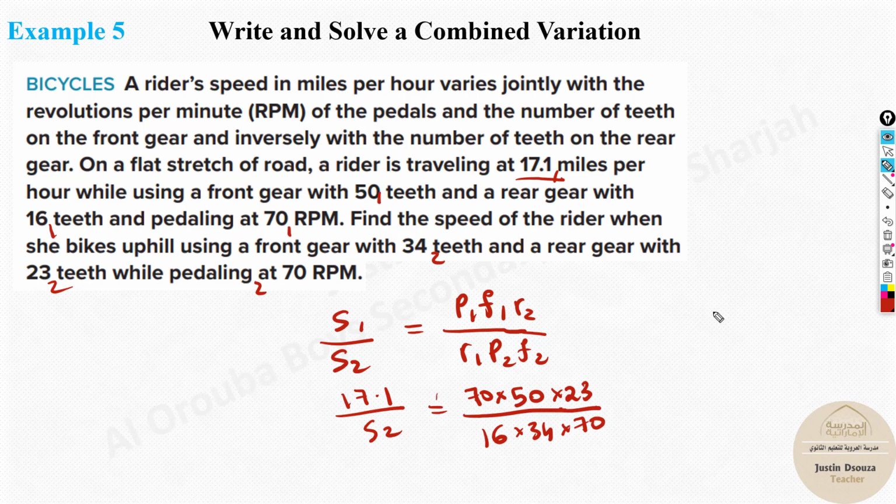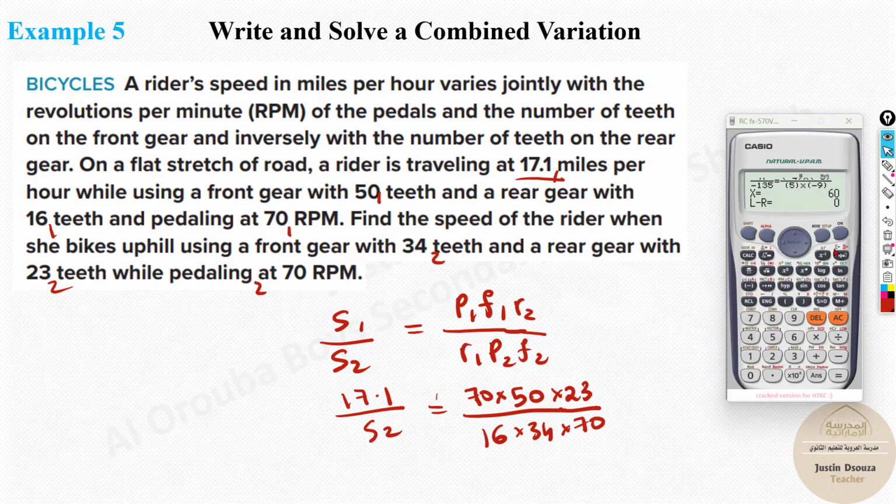Now there are too many values to be calculated. It'll take a long time, so I'll just use the calculator. All you need to do over here is substitute. First one is 17.1 divided by S2, which is unknown. That is equal to 70 times 50 into 23 divided by 16 into 34 into 70. Just press shift and solve. And the answer is 8.08.